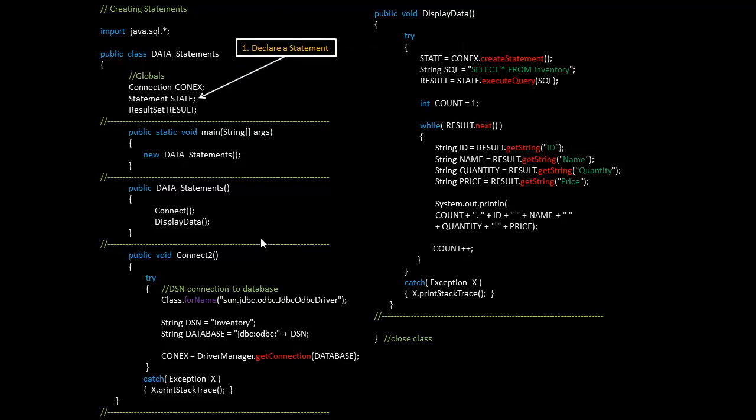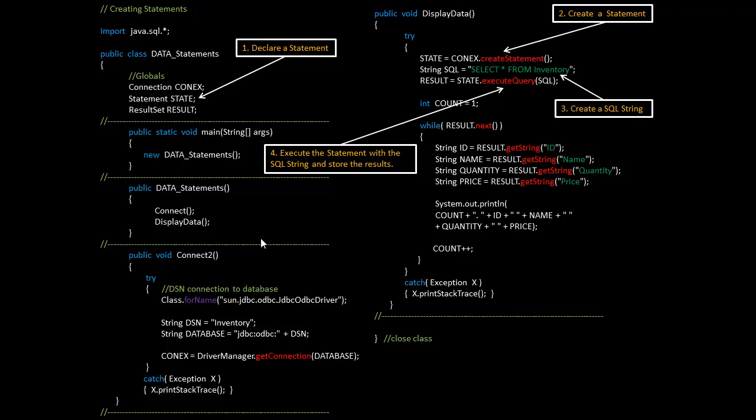First, we want to declare a statement. And we can do it locally in a function or, like I'm doing it here, globally. Next, we'll want to call the method createStatement on a connection object and assign that return result to our statement object. And that's what we're doing right here. Next, we'll then want to create a SQL string. In this example, we're using the wildcard and we're saying select everything from a table called inventory.